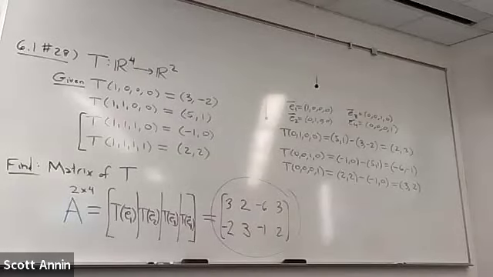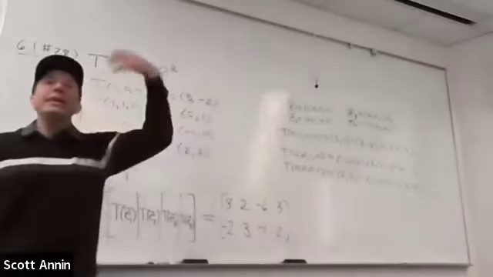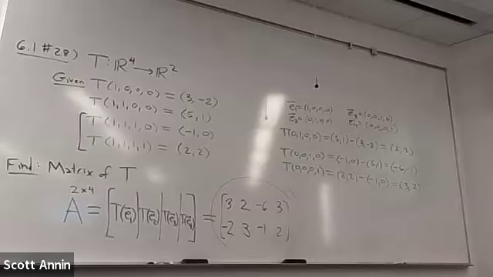So anytime you have a transformation from Rn to Rm, like we do here, you should be thinking in terms of, oh, there's a matrix behind the scenes, right? I'd like to write down that matrix if I can. Good enough? Okay.